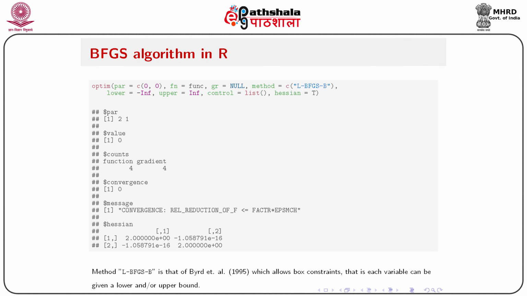In optim, you can also use the L-BFGS-B method. That method is actually Byrd et al 1995, which also allows box constraints, that is each variable can be given a lower and upper bound.